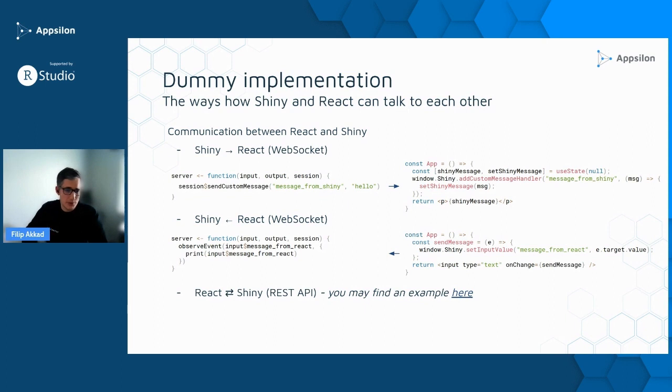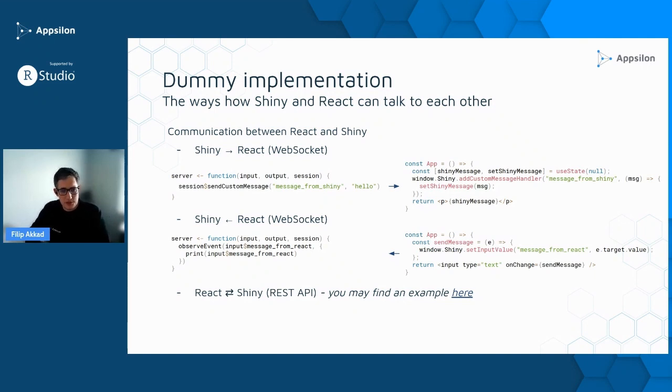And in this example, this value has been set with the React useState hook. On the other hand, the message coming from React to Shiny is being sent with the setInputValue method on the Shiny object in JS, and then on the Shiny side, observeEvent is just listening to the input, and in this case, it's printing this value.